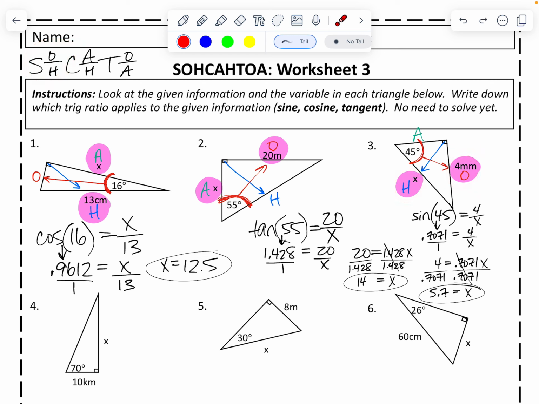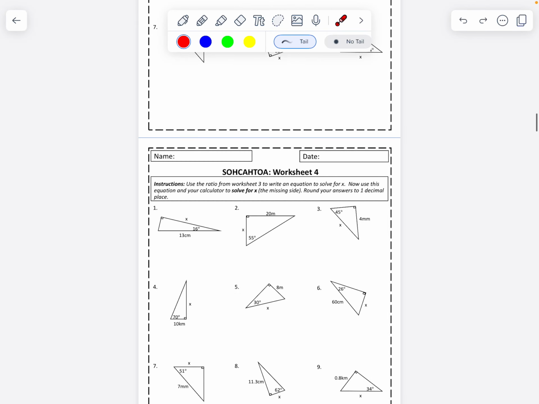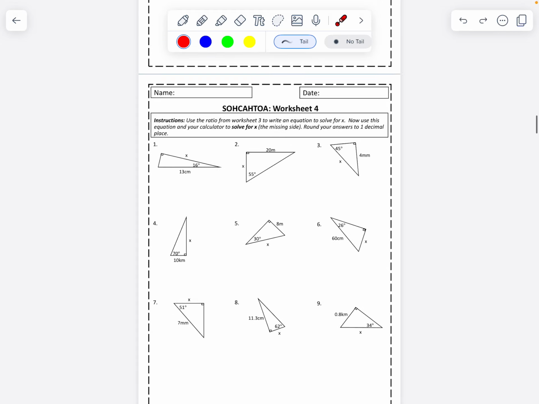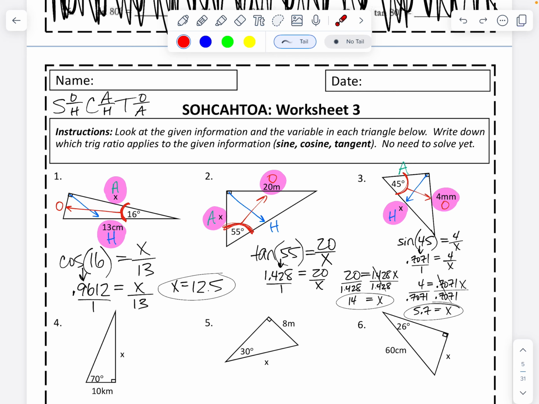And then from there, it's just calculator work and cross multiplying. Okay, so you've got 6 questions to finish on the front, and you've got another 9 on the back. I know you can do it, and I can't wait to see what you were able to do so that I can help you tomorrow if you're stuck.